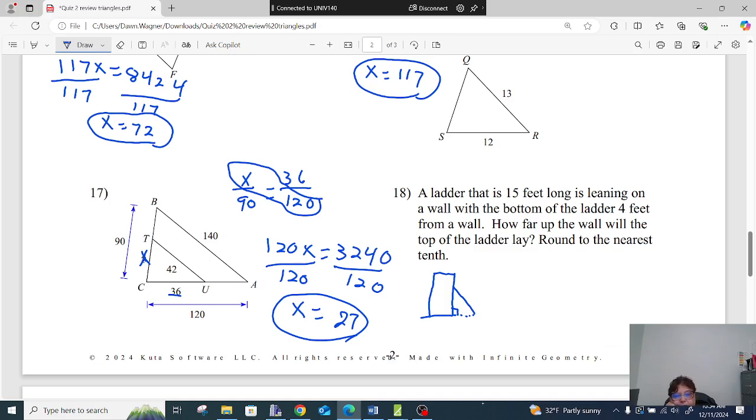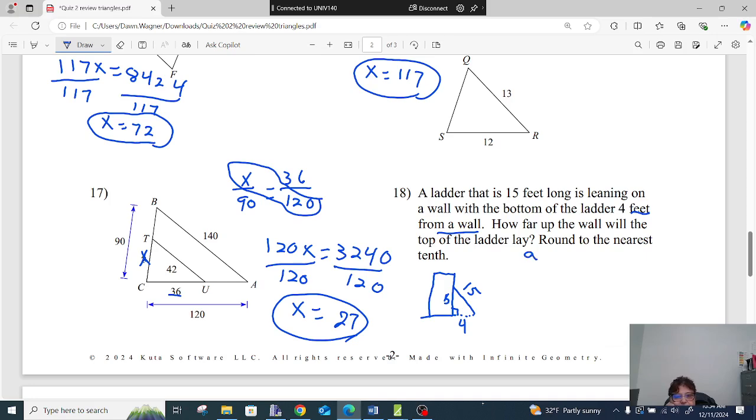Okay, so where does the 15 go? The hypotenuse. This is your 15 because this is the ladder. It's leaning against the wall. You're 4 feet from the wall, so that if here's the wall and the base of the ladder is 4 feet away, your 4 goes here. Or up the wall will the top of the ladder lay. So I'm looking for this right here, right? I'm looking for this. I'll call that B, because I know I'm using Pythagorean theorem.